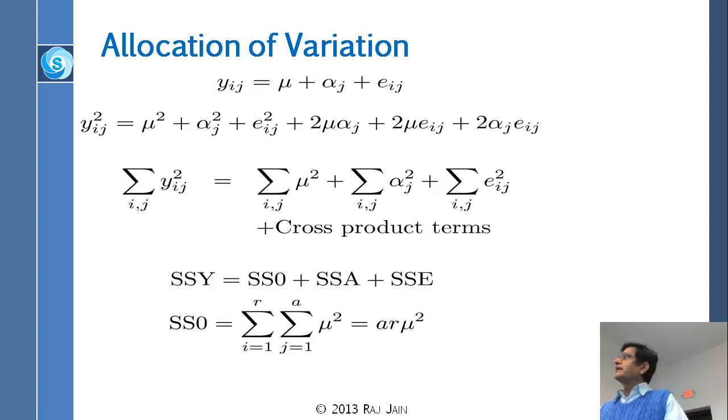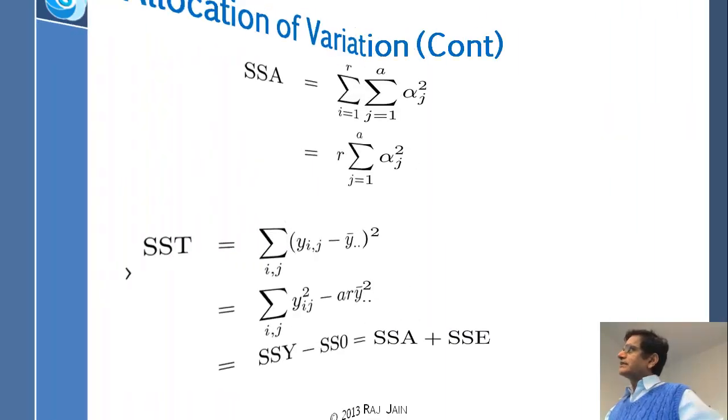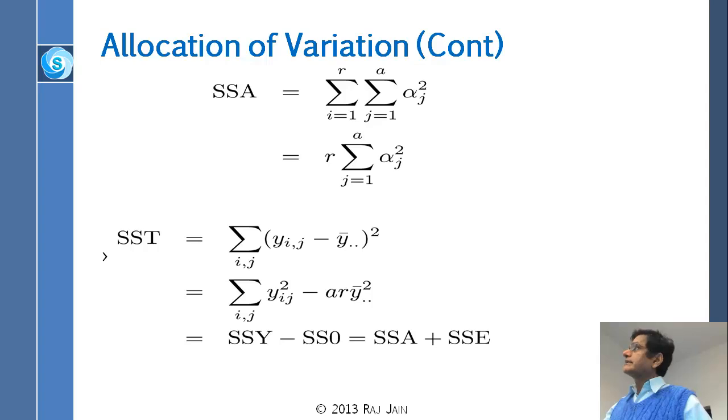Mu will come out, right? Here, why will this add up to 0? The eij's add up to 0. And this will add up to 0 because of both. So anyway, the cross product terms will all cancel out, and all you will get is total y is SS0, which is this mean, plus SSA explained by A and SSE explained by E. So if you subtract SS0 from this side, you can say that SST equals SSA plus SSE.